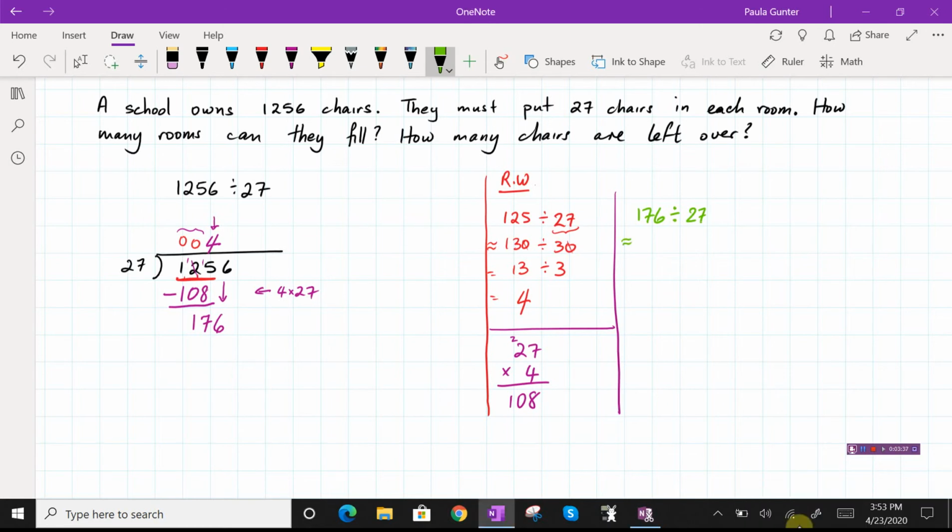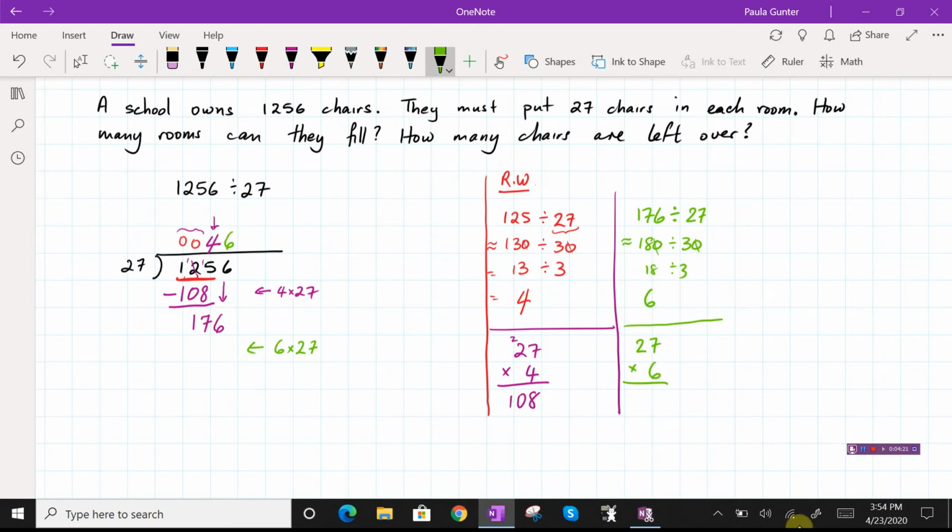Again, let's look at this rounding method. 176 is closest to 180 when I round to the nearest tens. 27 is closest to 30, rounding to the nearest tens. This is essentially me looking at 18 divided by 3, which is 6. And so I'm going to put 6 here on the quotient bar. All right, I now have to find out what is 6 times 27. Well, let's go back over here on our rough work. So a lot more rough work than working, it appears.